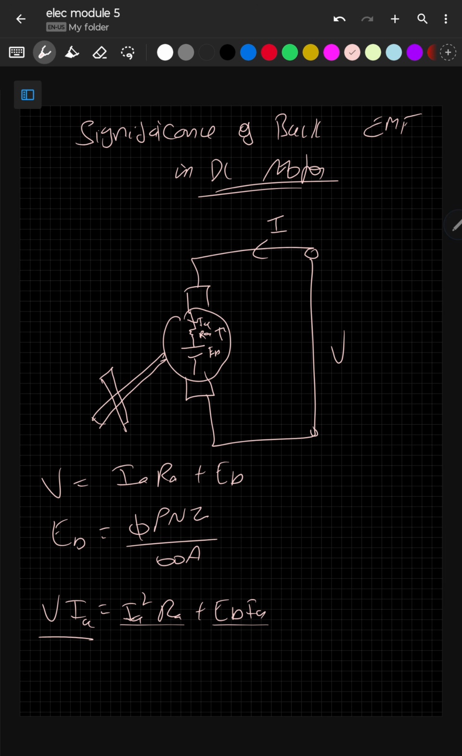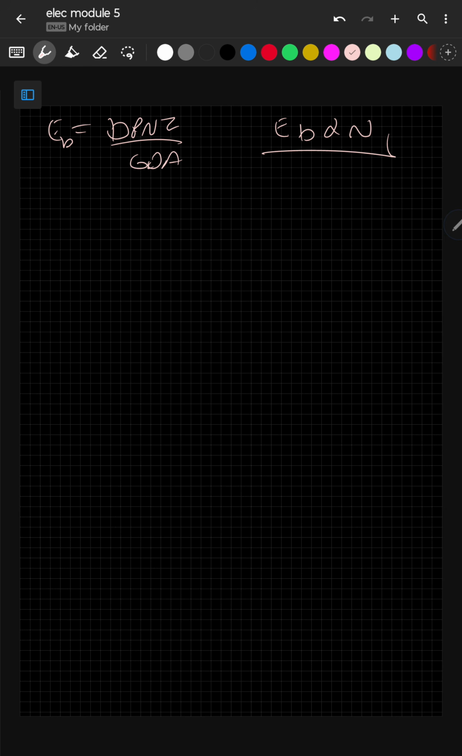After writing these three equations, I want to come to the main topic, the significance of back EMF. You should write this also. So now, what I want to do is first write this equation. EB equals PNZ by 60A. From here we get EB is exactly proportional to N. This is the first equation which we definitely want.